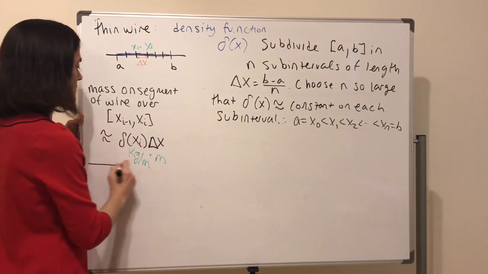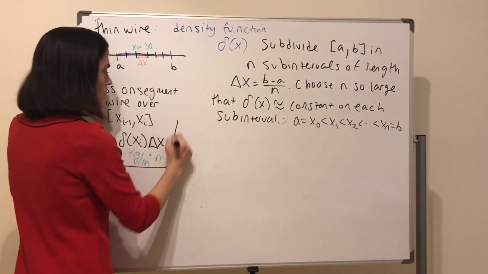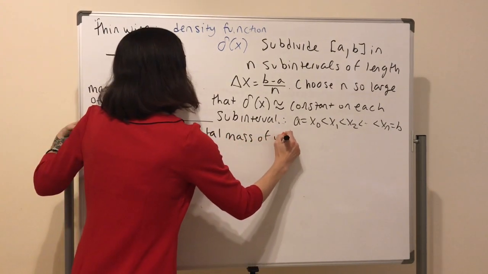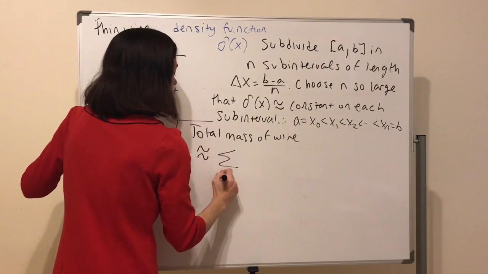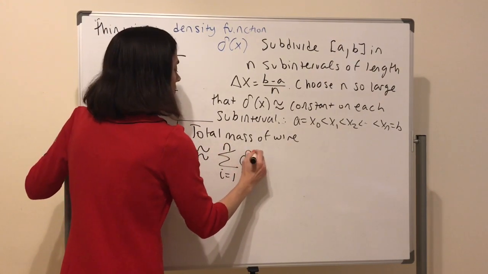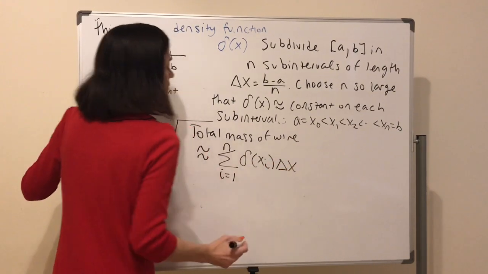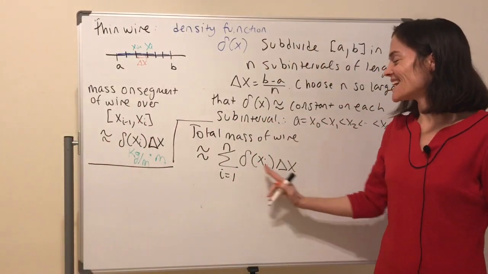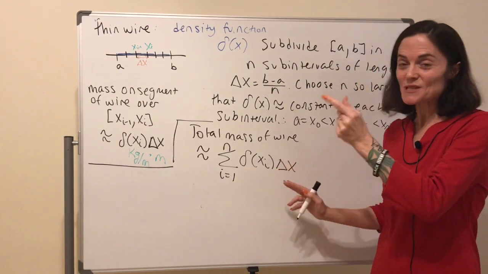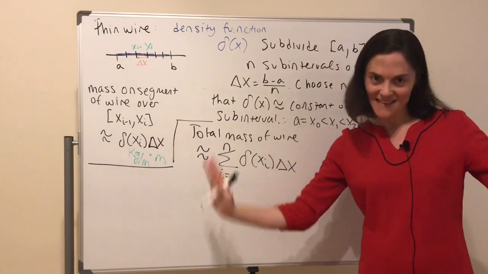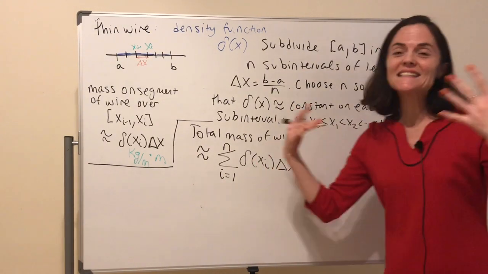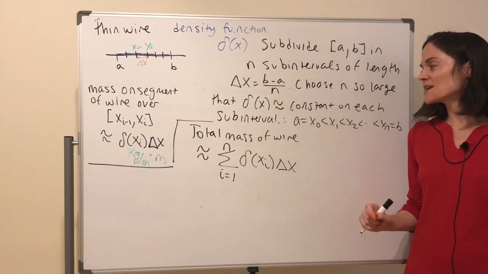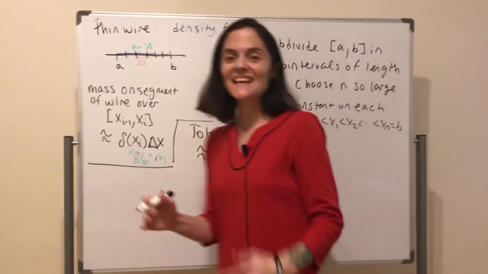Okay, so then the total mass of the wire is approximately the sum i equals 1 to n of delta of xi, and then this other delta of x. Okay, it's sort of two deltas. This one is density. This is delta of x, which is a width, but at least this one's capital, this one's lowercase. Okay. So now we can take a limit as n goes to infinity, or as this delta of x goes to 0, and we see the mass of the wire is an integral.